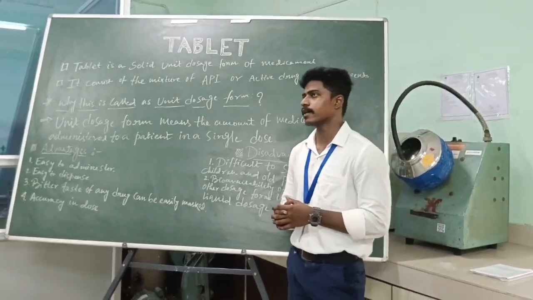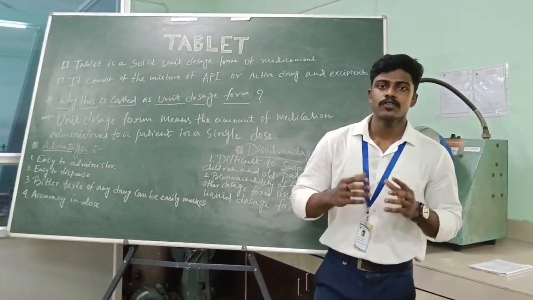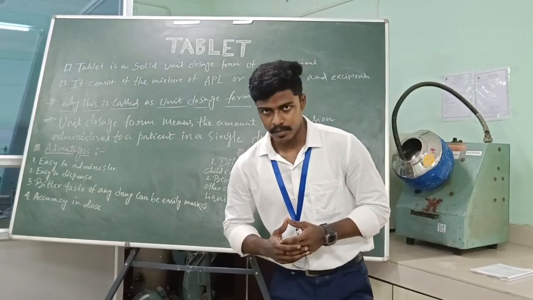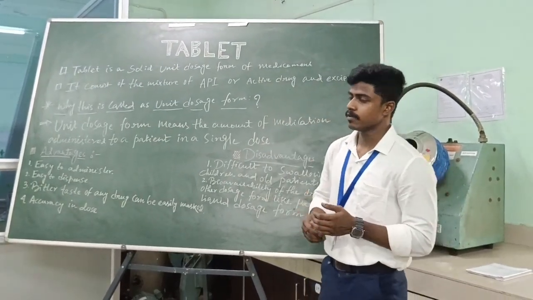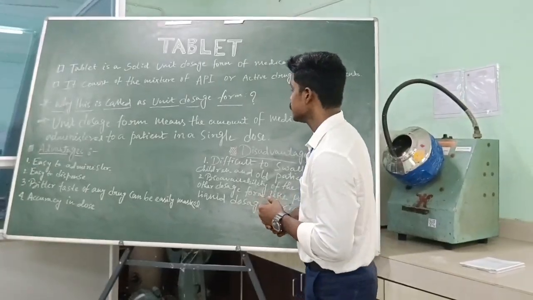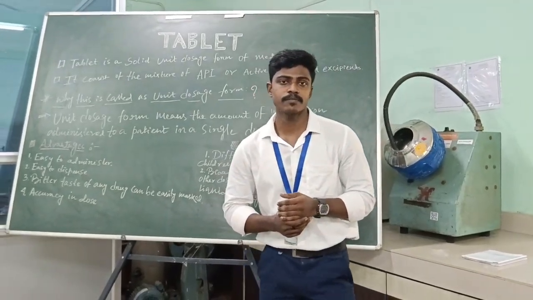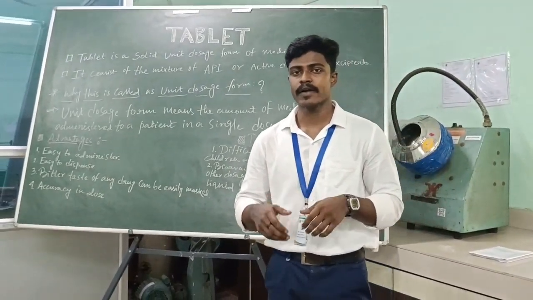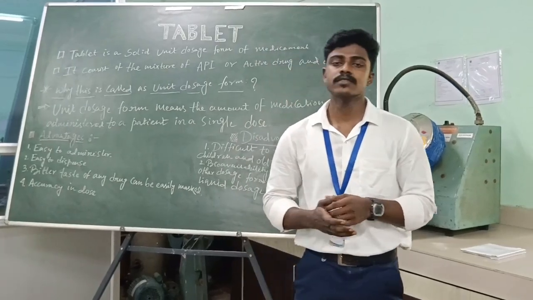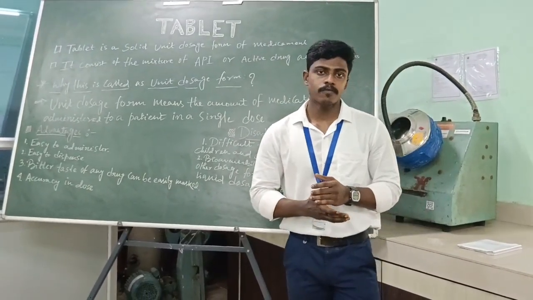We have to know what is a tablet. A tablet is a solid unit dosage form of medicament. Unit dosage form means you can calculate the exact amount of the medicament you are consuming or administering. That's why it is called a unit dosage form of medicament.